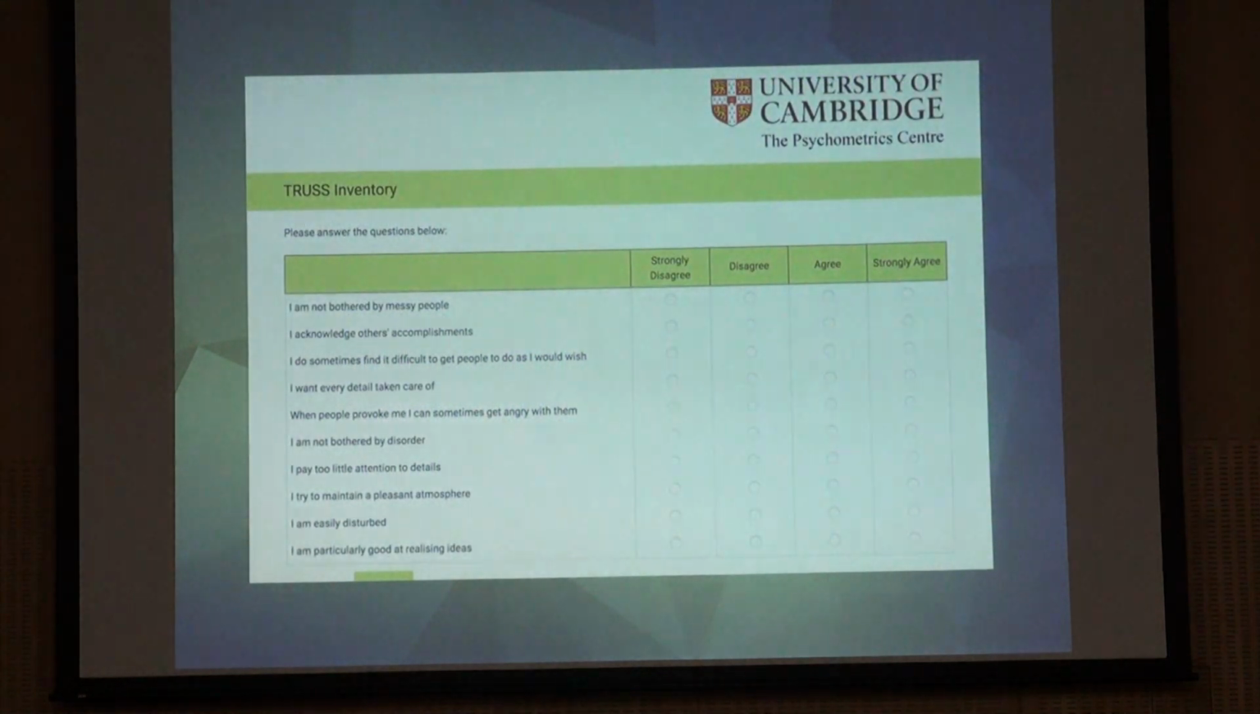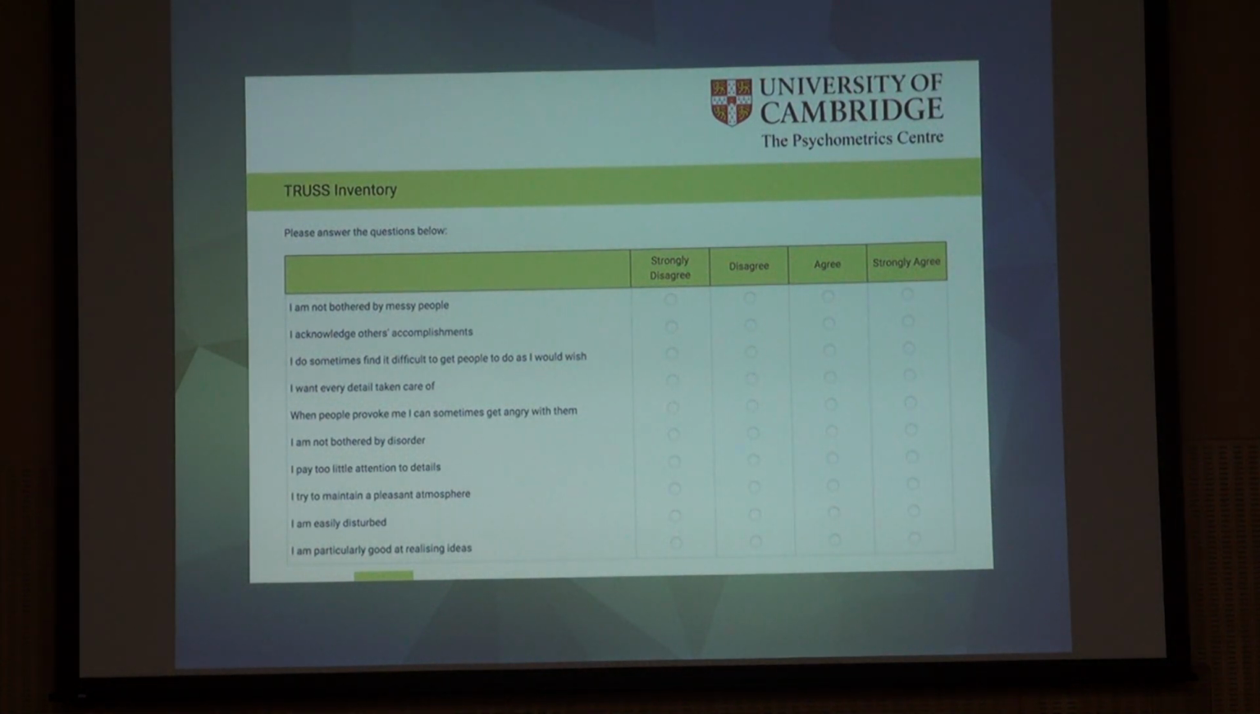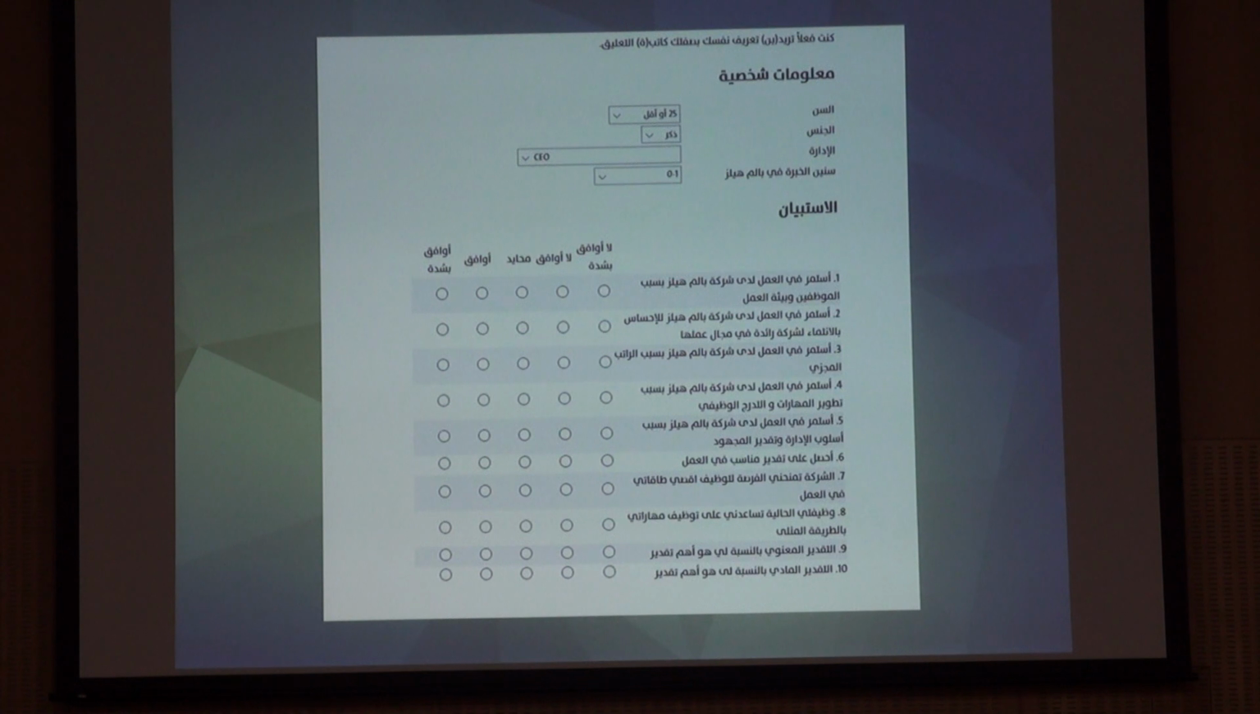So I've got a few screenshots of things people have created with Concerto. This is the default, how it looks if you create a personality questionnaire. So strongly agree, strongly disagree, things like that. This is the same thing, but in Arabic instead. So just to show it works the other way around as well.